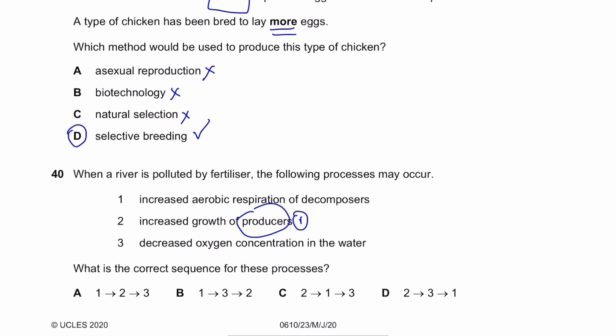If the fertilizers enter the river, there will be more food for the producers, more nutrients, so they will grow faster. Then after that, we have option 1 and 3. Well, option 3 says decreased oxygen concentration, but no, producers produce oxygen, so there should be increased oxygen concentration. So the next step should be increased aerobic respiration of decomposers. Only then, because it's aerobic respiration, it uses up the oxygen, so there will be decreased oxygen concentration in the water. So the answer is 2, 1, 3.